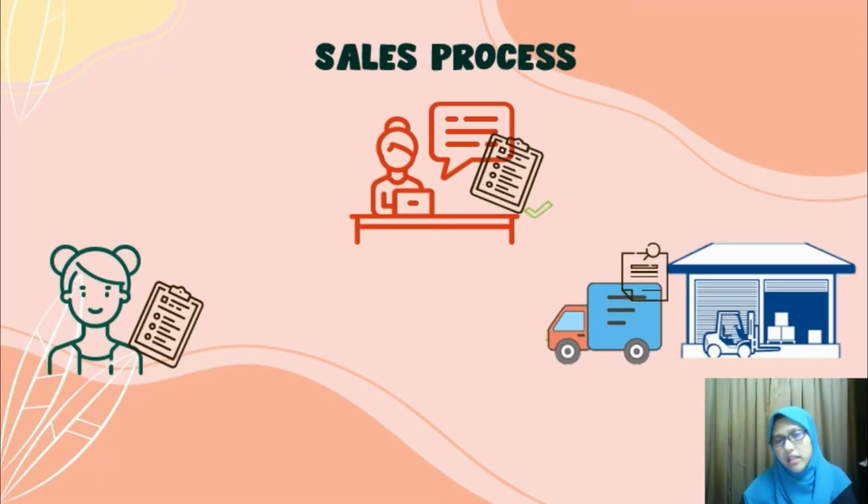So we start off with the sales process. Okay, what happened in the sales process? We start with the customer's order. So the customer, when they want to purchase goods from our company, they need to fill in a form, which is the sales order form.